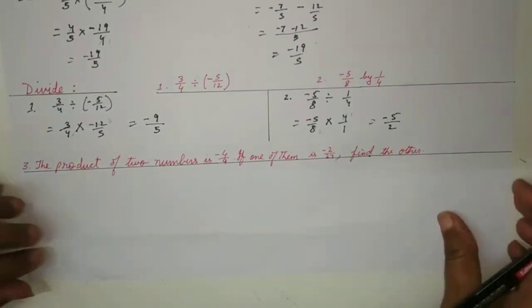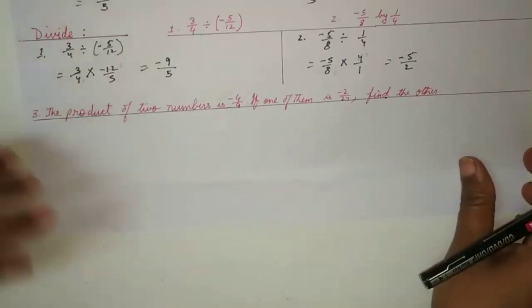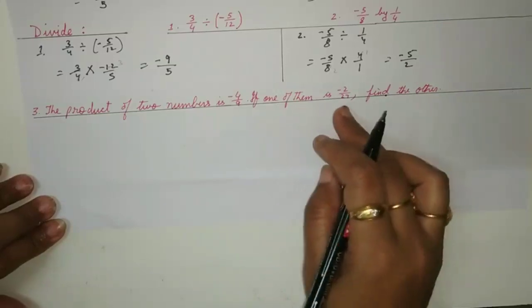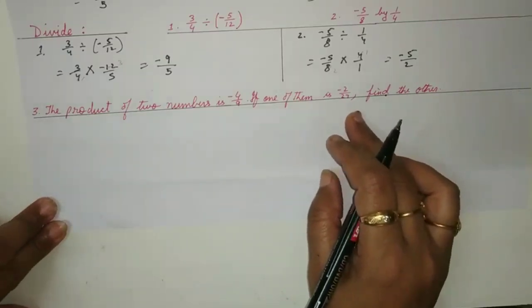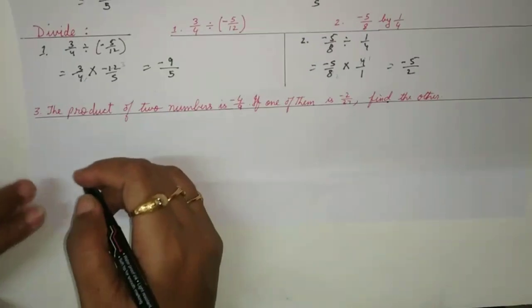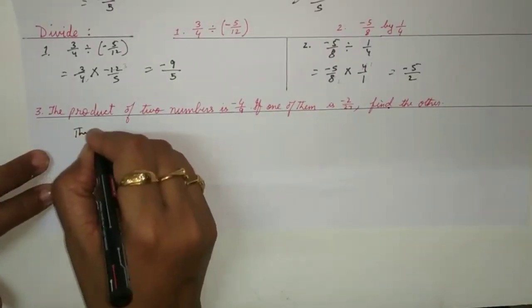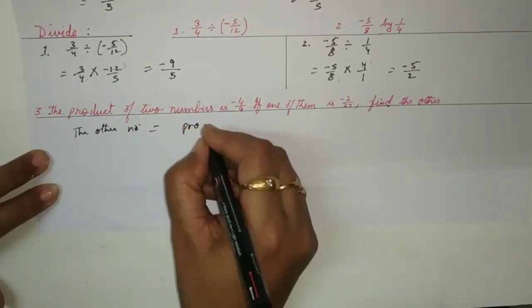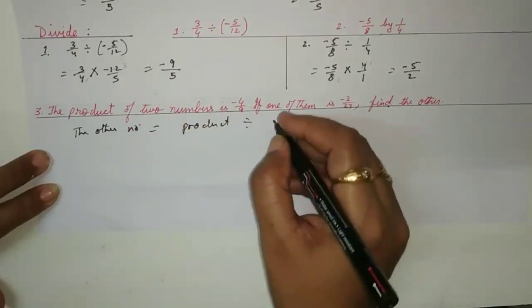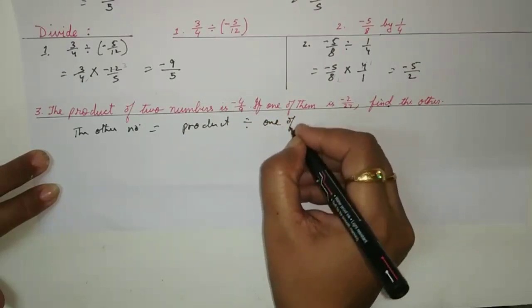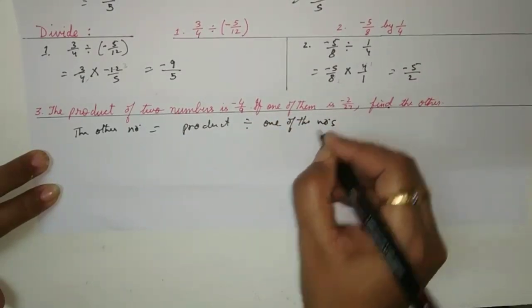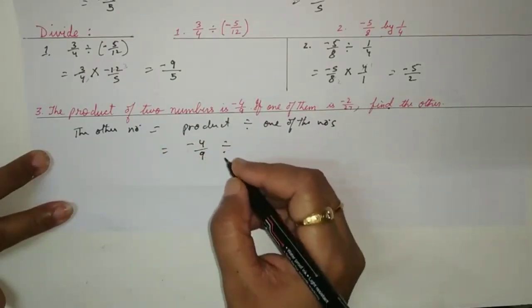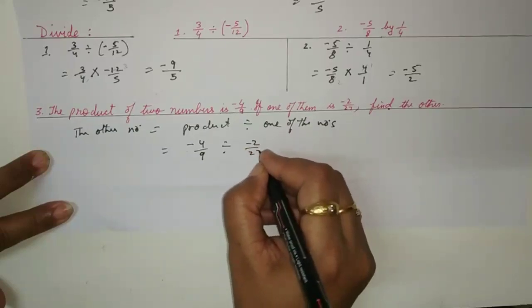I have taken one more question for you and I will read it to you. The product of two numbers is minus 4 by 9. If one of them is minus 2 by 27, find the other number. So, the other number is equal to the product divided by one of the numbers, that is equal to minus 4 by 9 divided by minus 2 by 27.